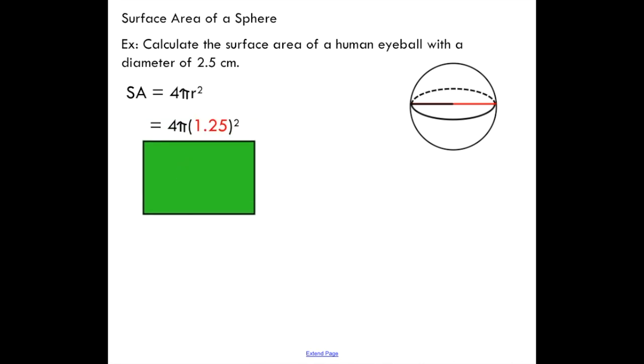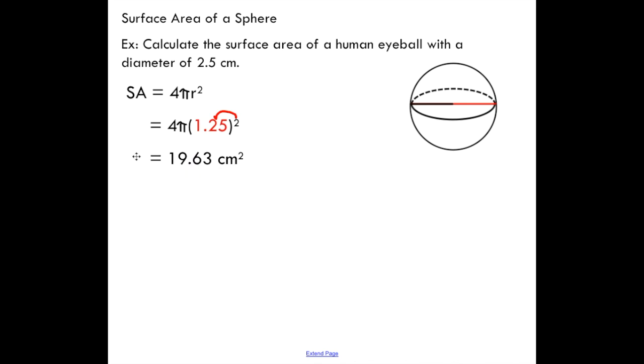And from here, it's just a simple application of your BEDMAS rule. Remember, brackets and exponents first. You're going to type in 1.25 squared in your calculator. Then you're going to multiply that by pi times 4. And remember, on your calculator, you might not have a pi button. So if you don't, you're going to use 3.14. But that's the approximate surface area of the human eyeball.